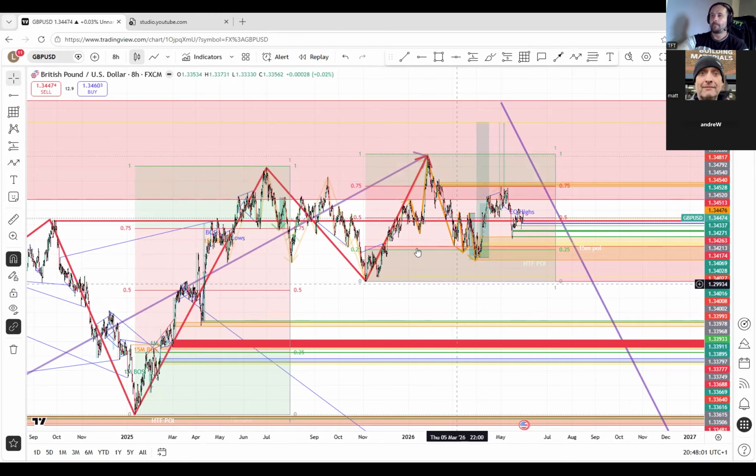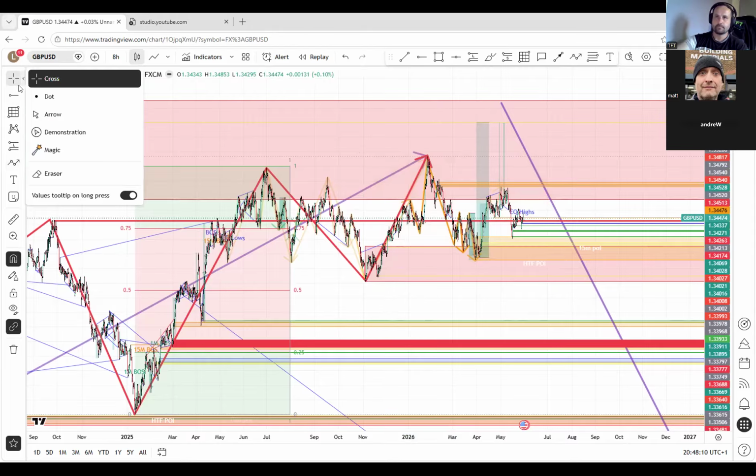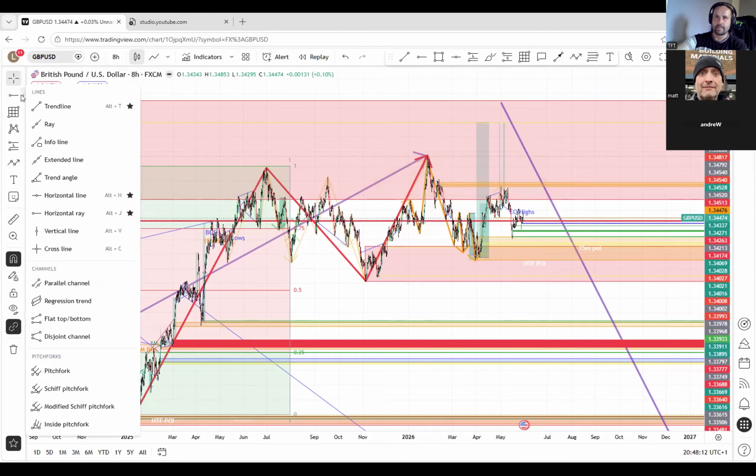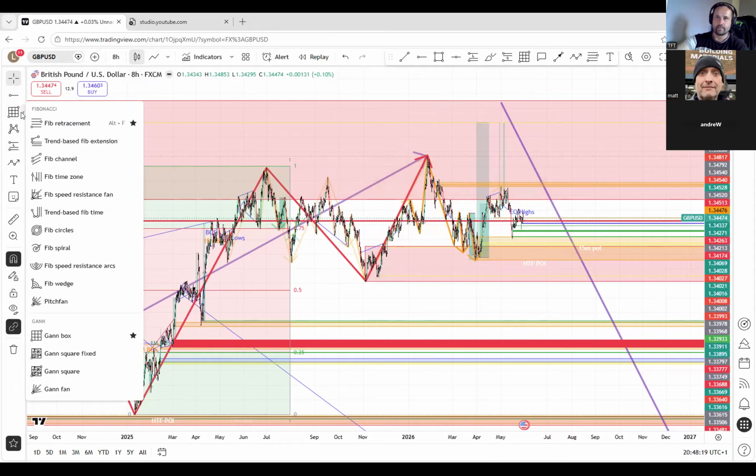That measurement tool you're using there, the 50%, where did you find that? It's the Gann box. The Gann box? Yeah. So can you see the side menu on your screen? It's in one of these. It might be this one. No, it's not that one.